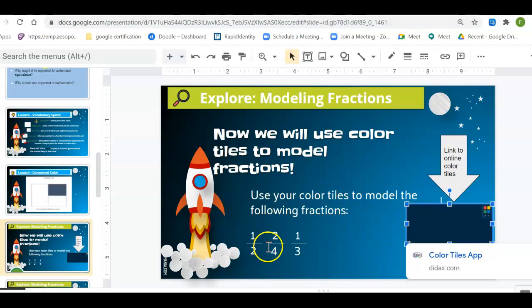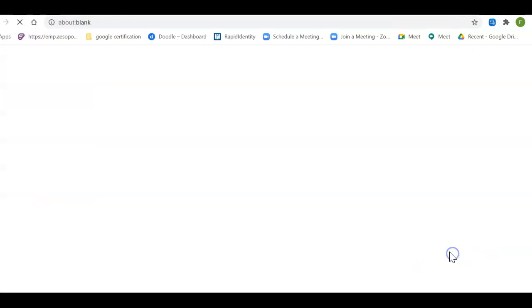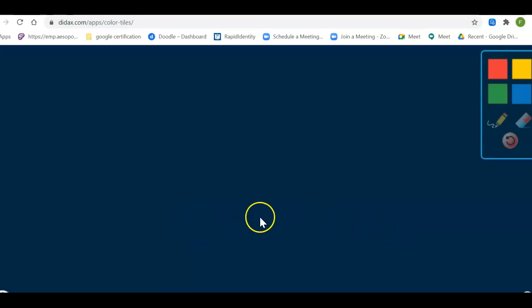So what you're going to do is represent these three fractions. You have 1/2, 2/4, and 1/3. These are the fractions that you're going to represent using the color tiles. So when you click on the online color tiles, and we've done this before, this is what you're going to use.